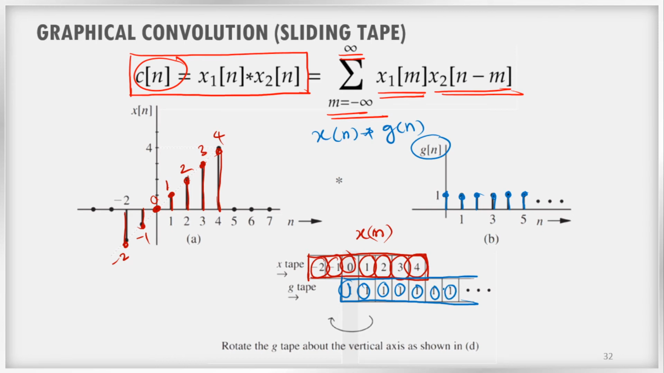Now what I have to perform? This is x of m and this is my g of m. I have to obtain, first I have to obtain g of minus m. How to obtain g of minus m? I have to flip it horizontally. So what happens? Let us see here.